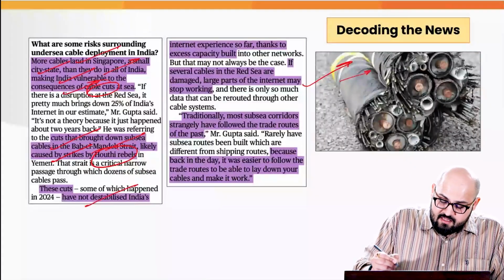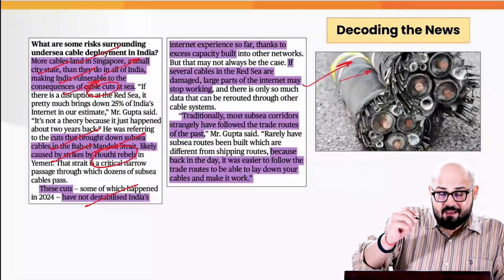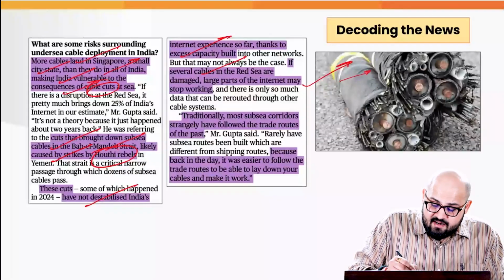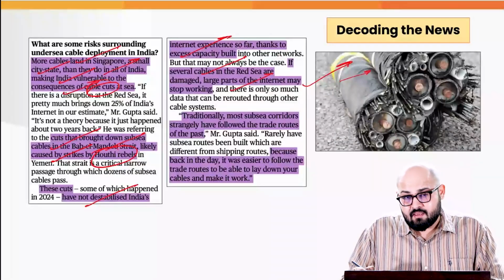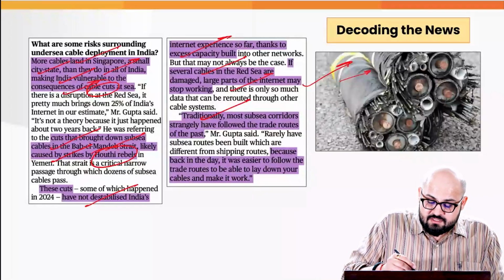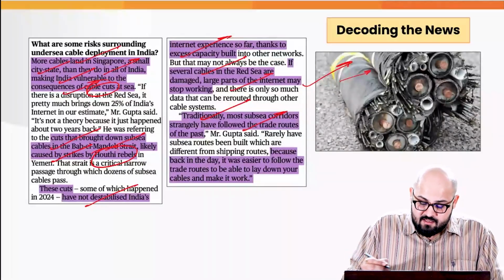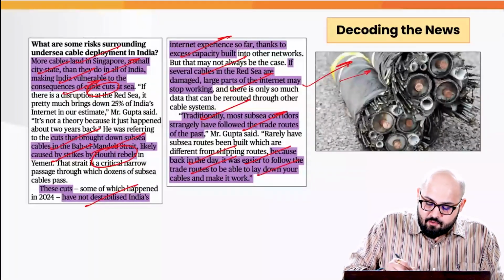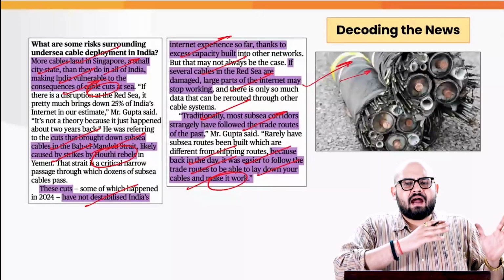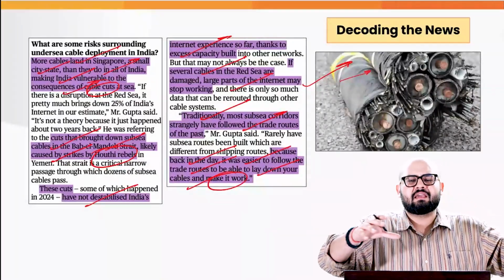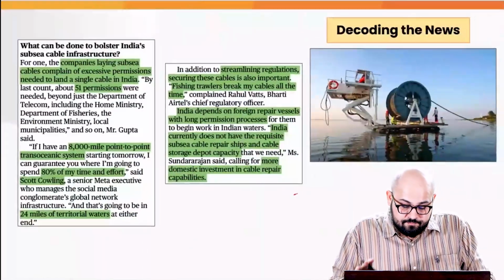These cuts have not destabilized India's internet experience so far, thanks to the excess capacity built. If several cables in the Red Sea are damaged, a large part of the internet may stop working. Traditionally, most subsea corridors strangely have followed the trade routes of the past, because back in the day, it was easier to follow the trade routes to be able to lay down your cables and make it work. So we had specific trade routes in the past. Most of the cables which are laid down follow the same pattern, which this article is talking about.